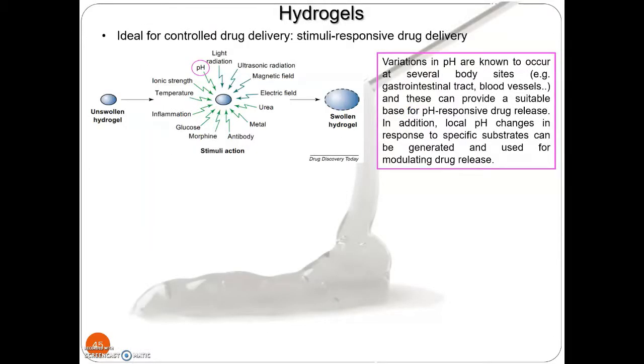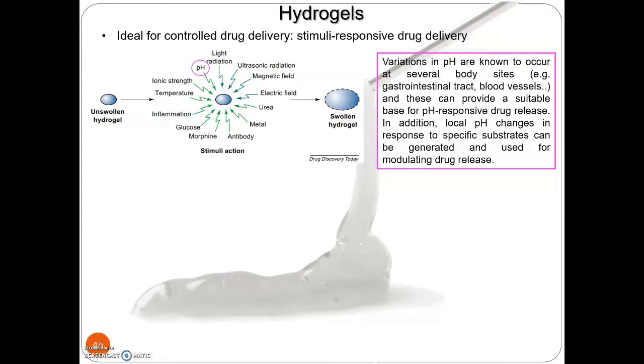Another very important example of hydrogel polymers is in drug delivery systems. These hydrogels are very important because we can control them with different stimuli, so they are stimuli responsive drug delivery. We can influence these polymer materials, which are named smart materials, by variation of pH, by variation of the temperature, by different factors.